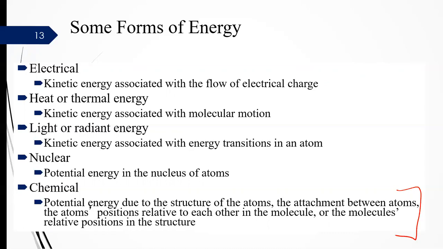Some other forms of energy are things like electrical, which is related to the flow of those electrons, light or radiant energy, which is associated with those energy transitions inside of the atom, and then nuclear energy, which is the energy that's stored inside of just the nucleus of the atom. And that's kind of where we get energy when we have a nuclear reaction. And that can be either through the decay or through fission of the nuclear process, or through fusion when we create new nuclei as well.